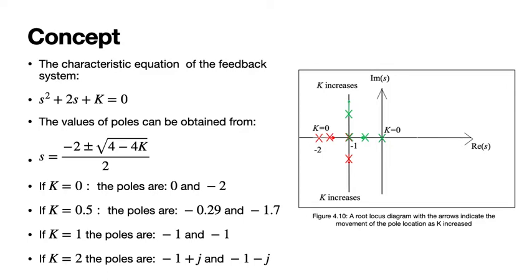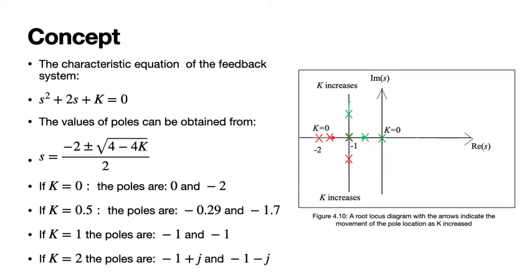Now let us look at what happens if k equals 0.5. We put the value in and solve it, and the poles are: the first one will be minus 0.29, let's say it is somewhere here, and the second one will be minus 1.7, let's say the red one here. So it will start from 0. The green one will move to the left, and the red one will move to the right.